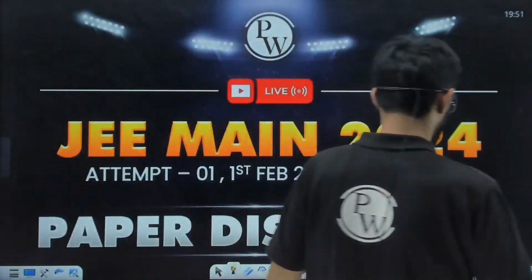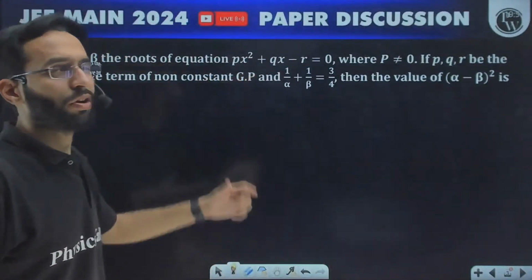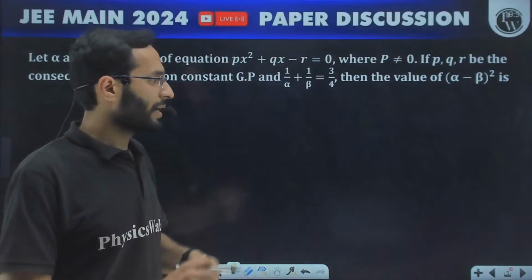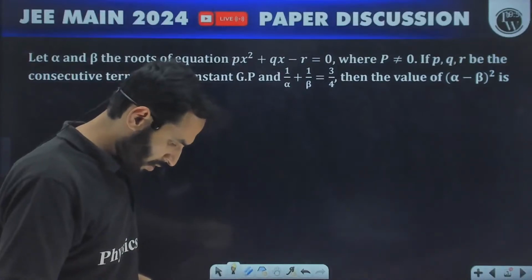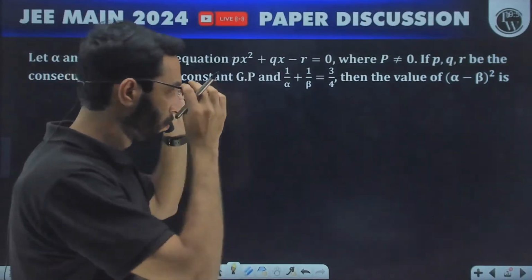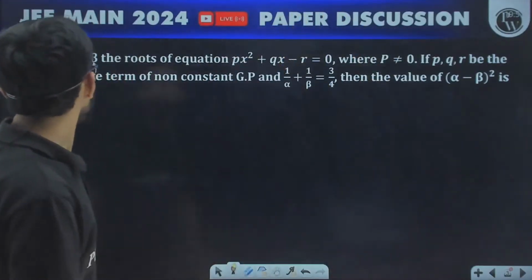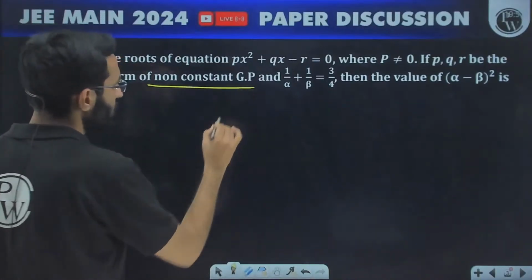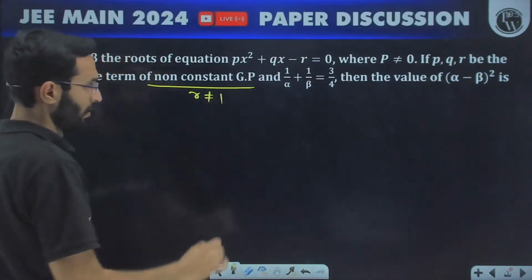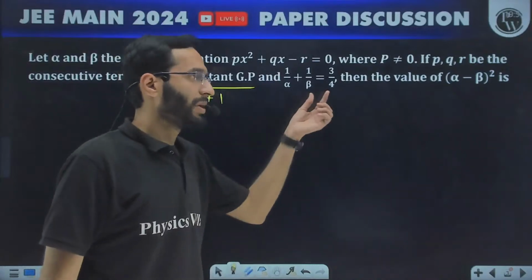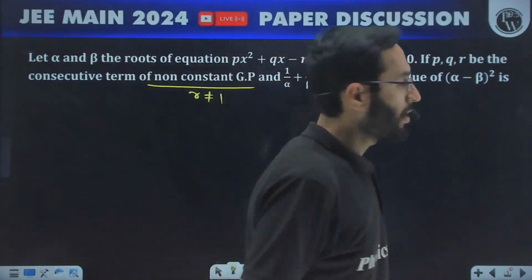Okay, let us begin. The very first question is that alpha and beta are roots of the quadratic equation px square plus qx minus r equal to 0, where it is stated that p is not equal to 0. Here they mean small p, the leading coefficient, is not equal to 0. If p, q, r are consecutive terms of a non-constant GP, that means the common ratio is not equal to 1, and if 1 upon alpha plus 1 upon beta equals 3 by 4, then find the value of (alpha minus beta) whole square. So let us try to find that value.